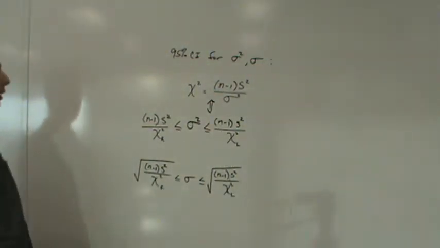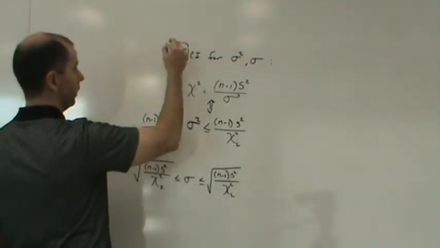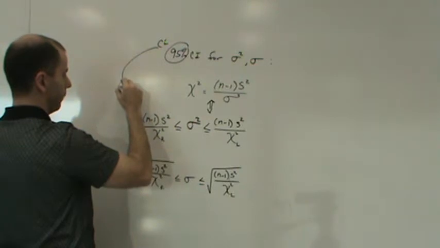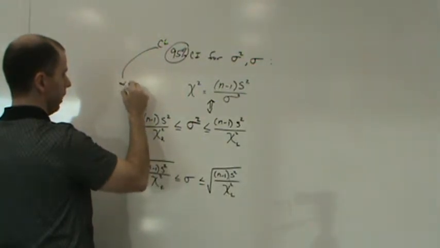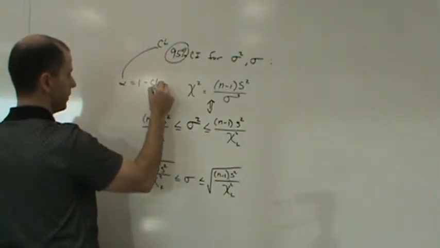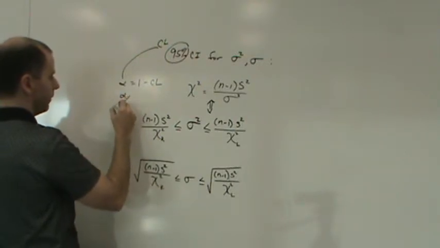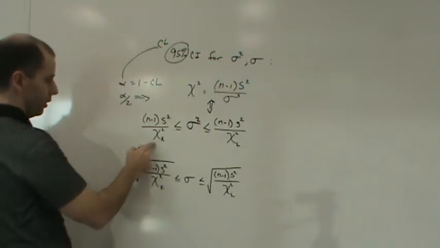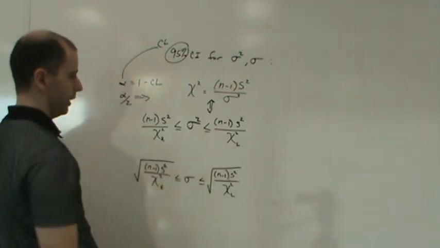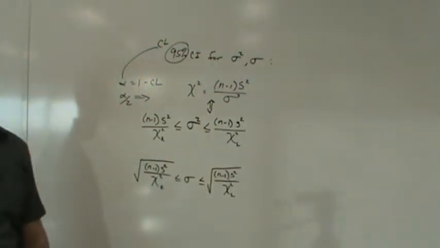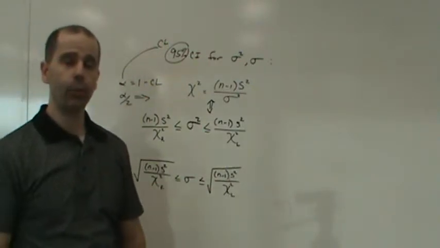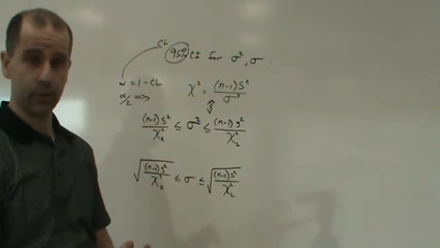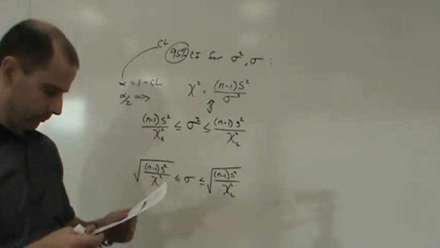So based on whatever the confidence level is, right? So the confidence level will tell you your alpha, right? Because alpha is 1 minus the confidence level. And then you're going to take alpha divided by 2, and that's going to help you get your chi-squared r and your chi-squared l. And you have to use the chi-squared table to do it, okay? I hope that makes sense, because that's really all there is to it for the confidence intervals for sigma.